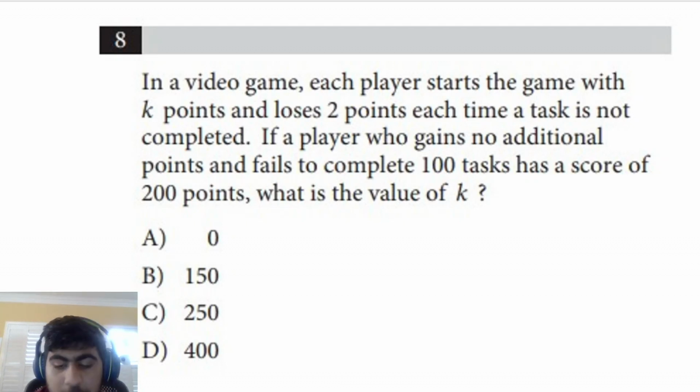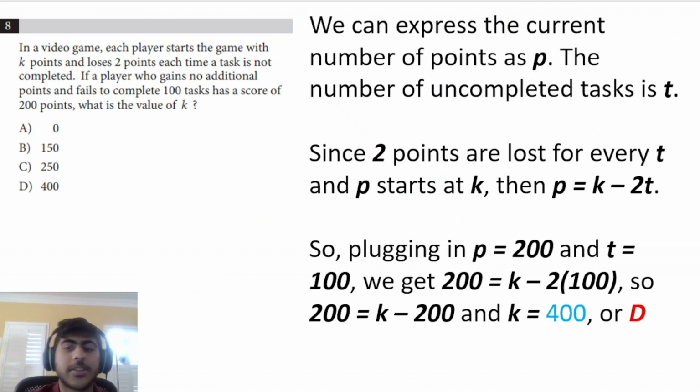So we have all these words. Let's try to write an equation using them. So we can express the current number of points as P and the number of uncompleted tasks as T. Since 2 points are lost for every T, so the number of uncompleted tasks, and P starts at K before you've missed any tasks, then P equals K minus 2T, right? You start at K points, and every time you miss a task, T goes up, so negative 2T goes down 2, and you lose 2 points.